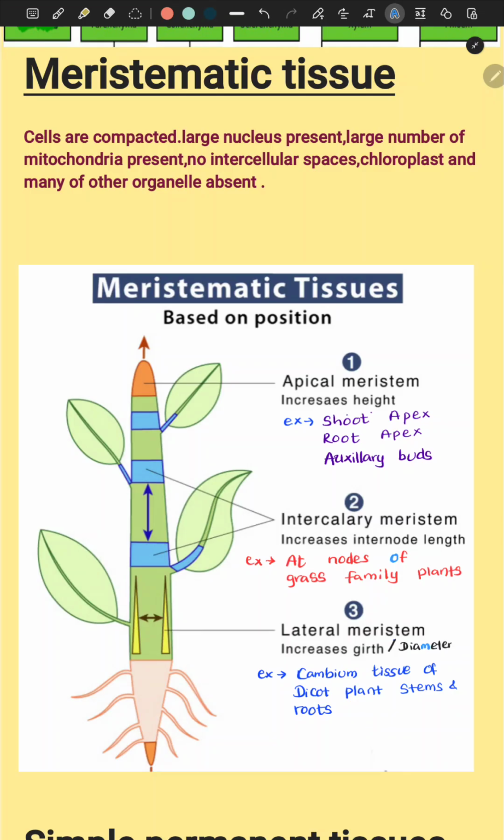The characteristics of meristematic tissues are that the cells are compact because there are no intercellular spaces, and there is a large nucleus inside the cell. A large number of mitochondria are present to provide the energy for cell division, and chloroplasts and many other organelles are absent in the cells of the meristematic tissue.